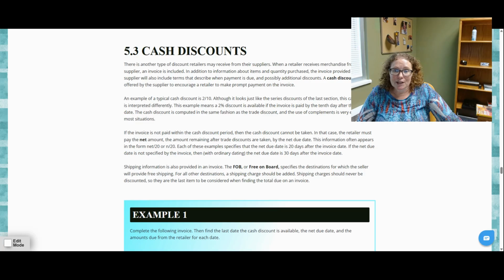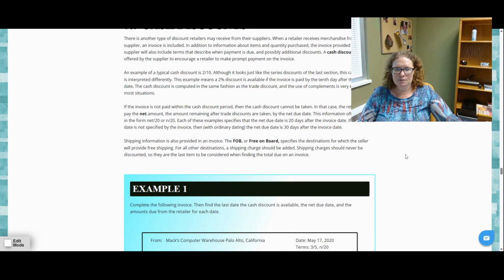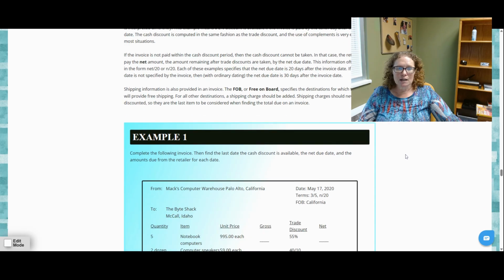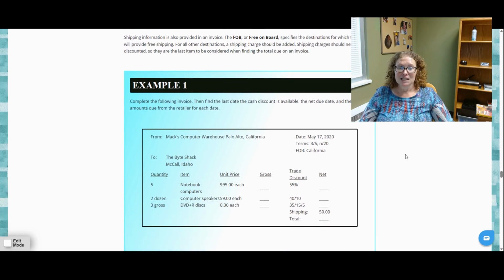So we would also look at net 20 or N20. Those examples both state that the net due date is 20 days after the invoice date. If it's not specified in the invoice, then the net due date is usually 30 days after the invoice date. And sometimes you might see shipping costs too, and so you might have to add that on as well, depending on where it's being shipped to.